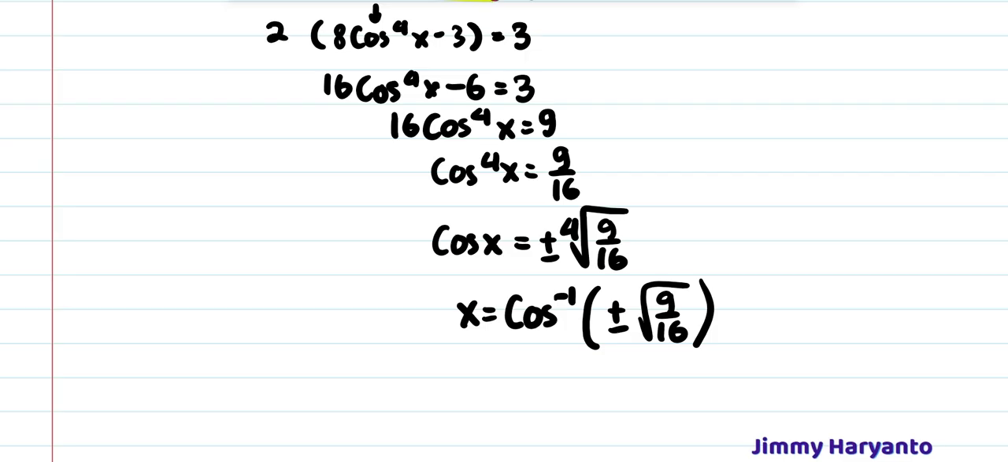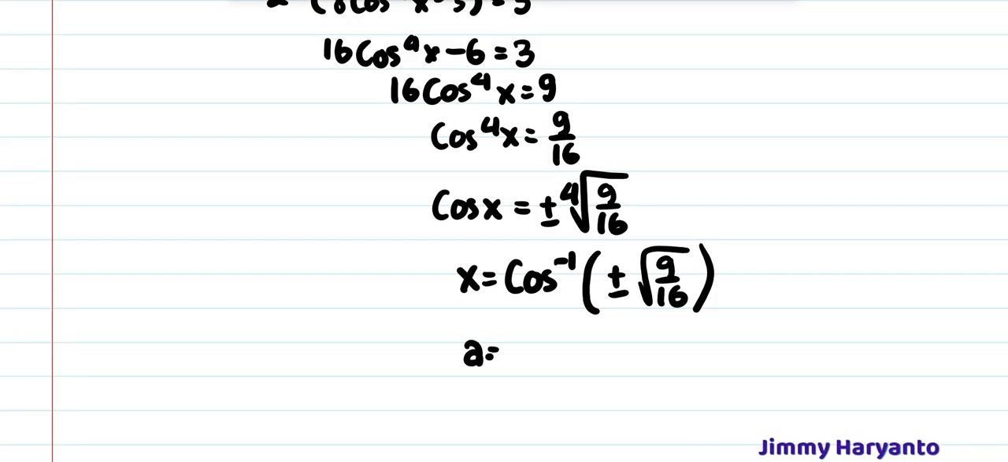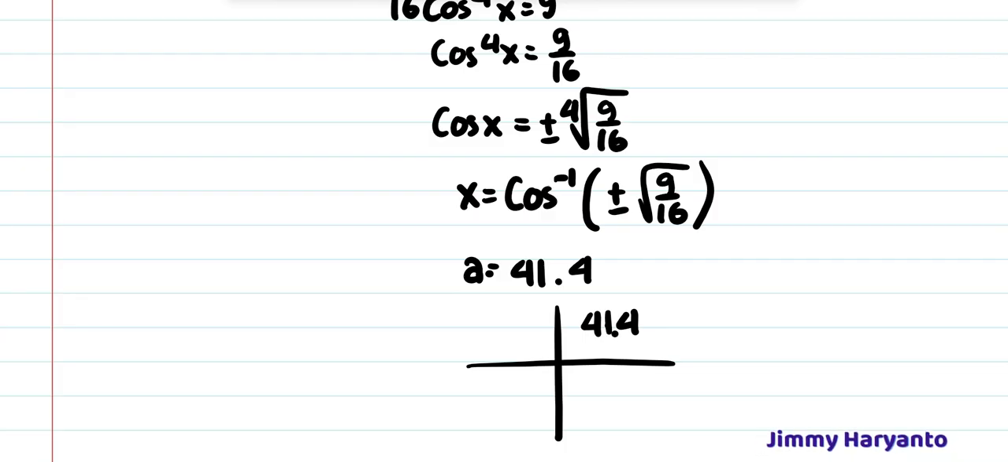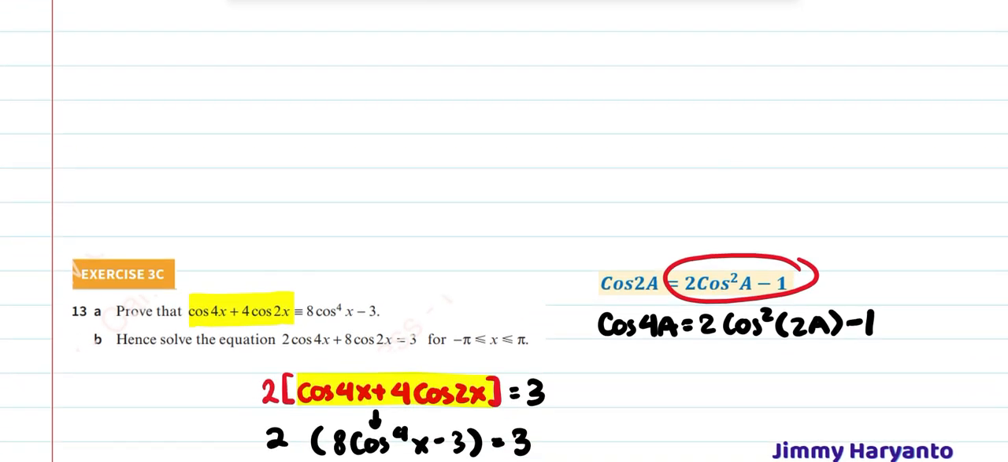Use your calculator to find the basic angle. The fourth root of 9 divided by 16 equals to 41. So the basic angle is 41.4. And use the quadrant. We'll take all of them. That means 41.4 is right here. And then 180 minus 41.4 is 138.6. Let's take a look at the boundaries.